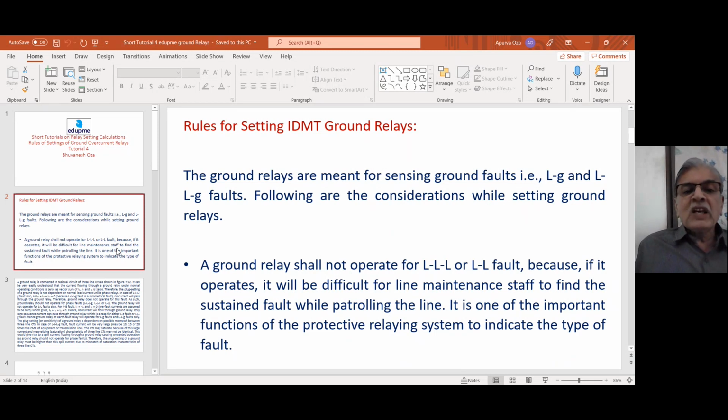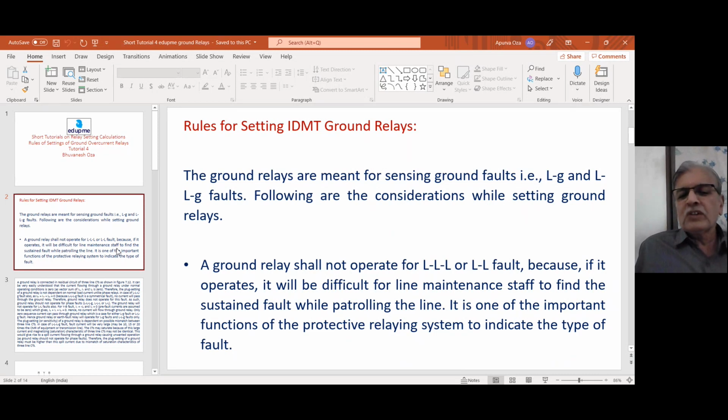But then after reaching there, which kind of fault did the relay sense, and which kind of fault do you have to look for? You see, an LG fault occurs in a different way, a double line fault occurs in a different way, so it becomes faster if the line staff knows that it is really an LG fault.